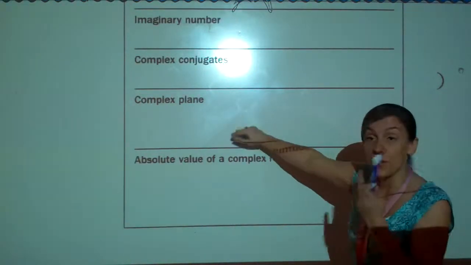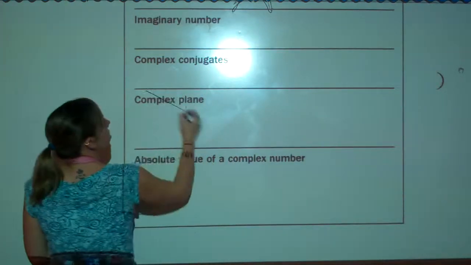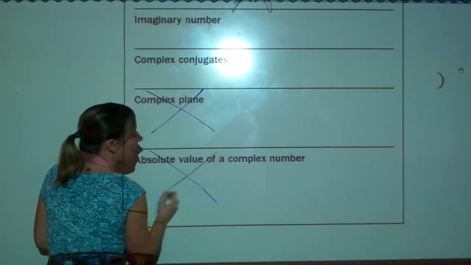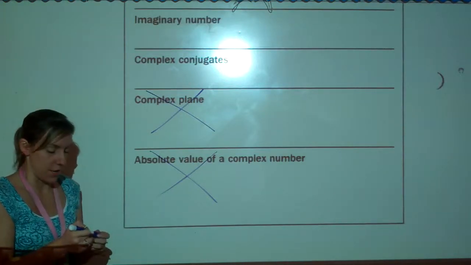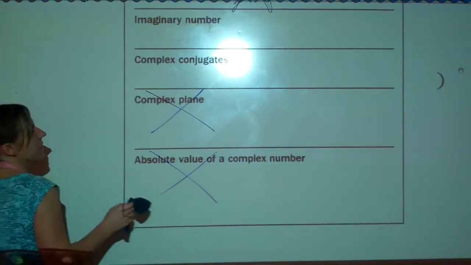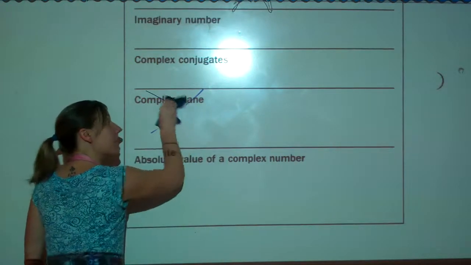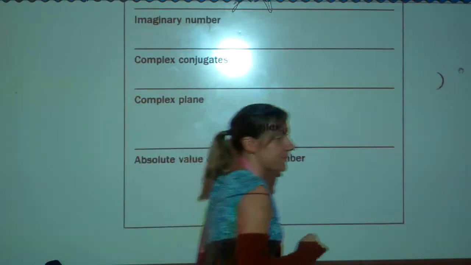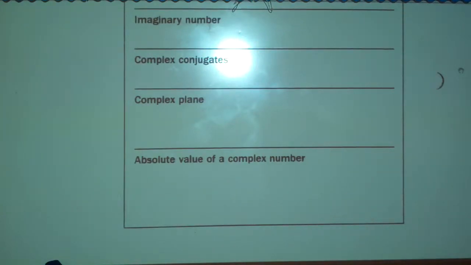But for the rest of those definitions, we're not going to talk about a complex plane or the absolute value, so you can just cross those out because we don't do those in Algebra 2. So you can just X those last two out. And now we're going to jump to adding and subtracting, which is so much easier.